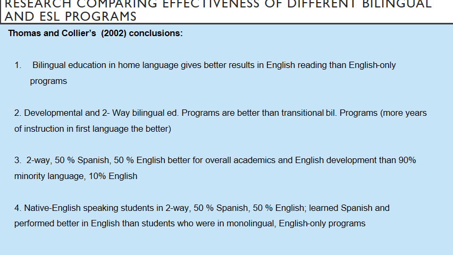Also, they found that the native English-speaking students who came from the majority culture and the majority language background learned Spanish and actually performed better in English than students who had only been in all English classes. So not only did they perform better in English than those students who were native English speakers and had only received instruction in an English classroom, but those students learned Spanish too. So they became bilingual.